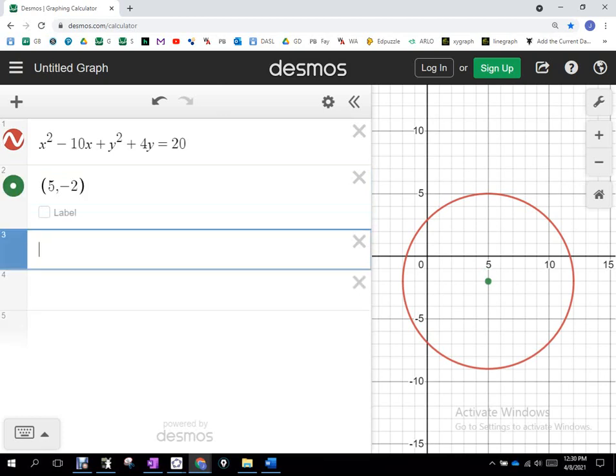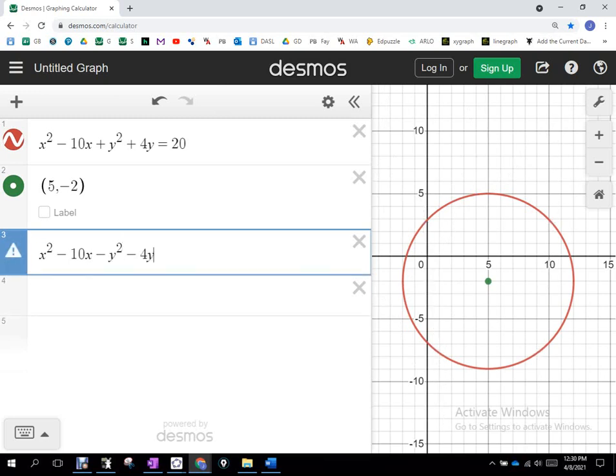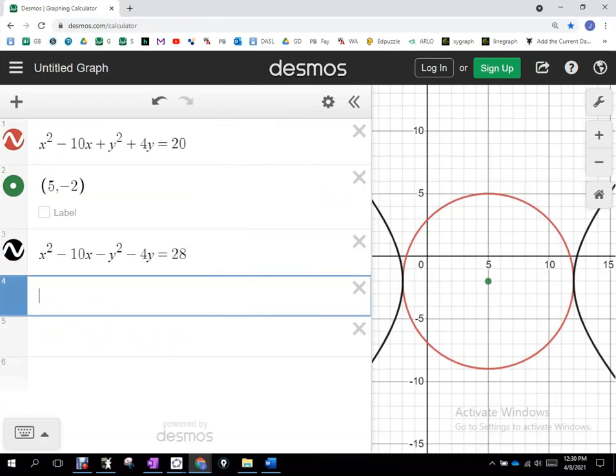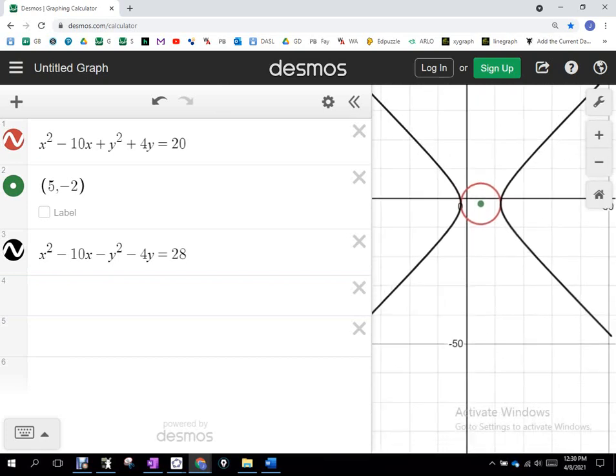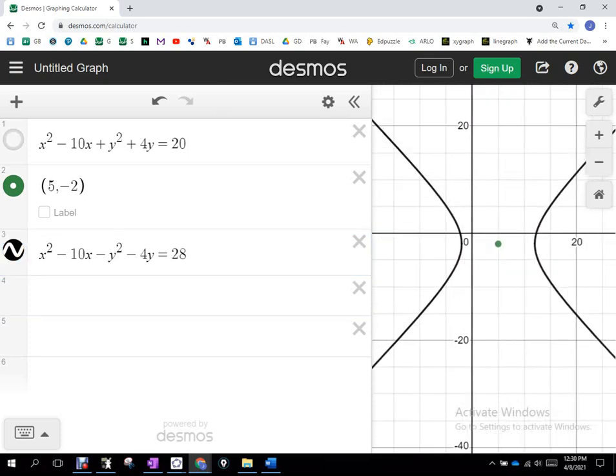Now, like I said, if I changed everything and it became x squared minus 10x minus y squared minus 4y equals, what was it, 28? Now you get that shape. Does anybody know what that black shape is called? Nobody knows? It's called a hyperbola.